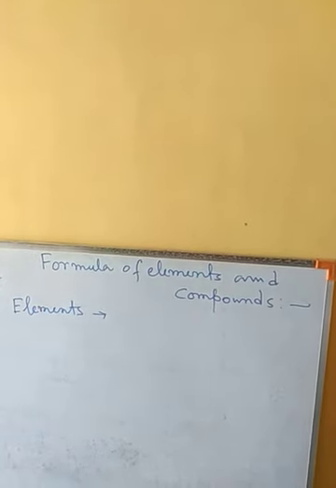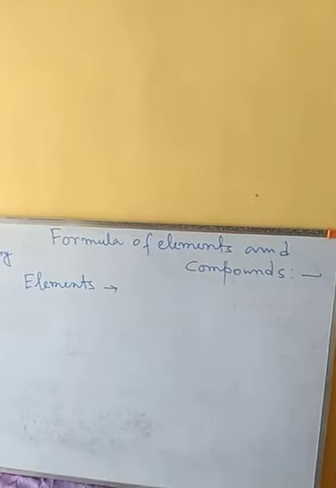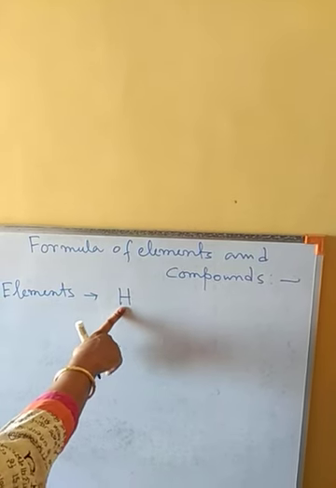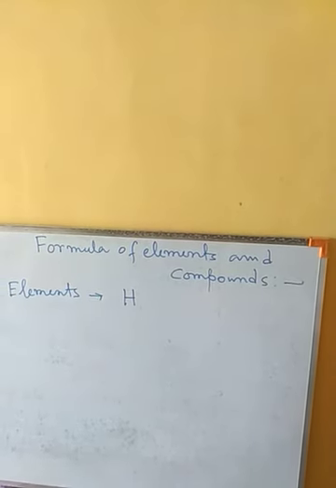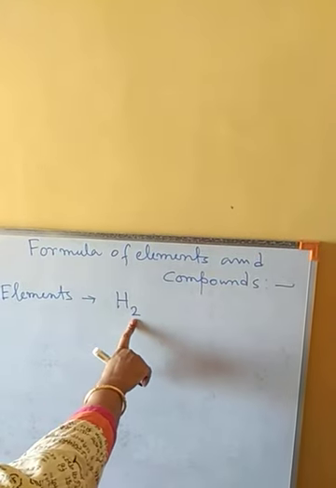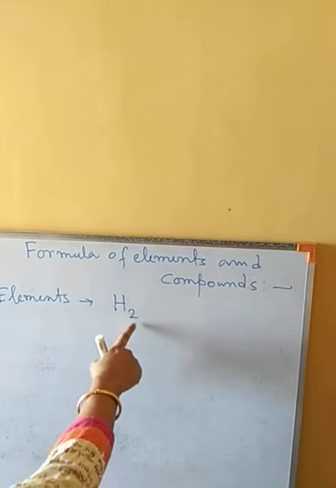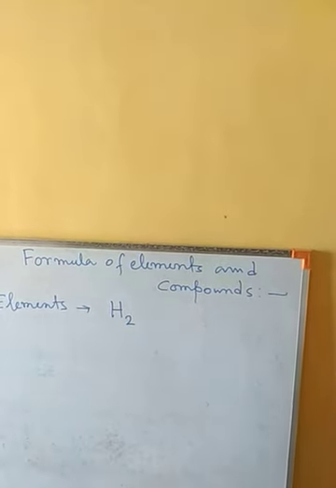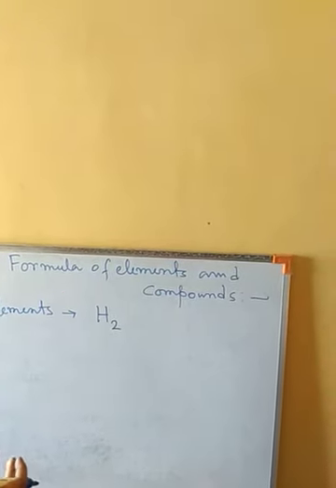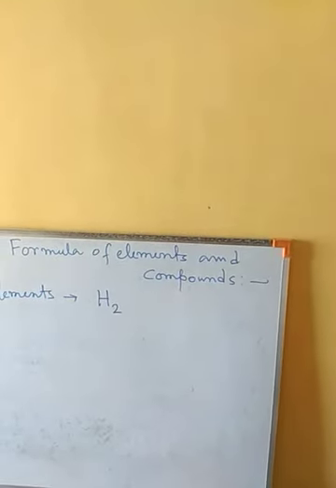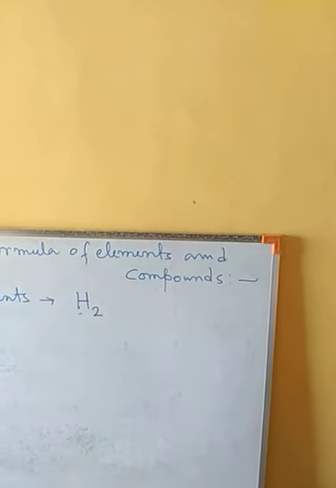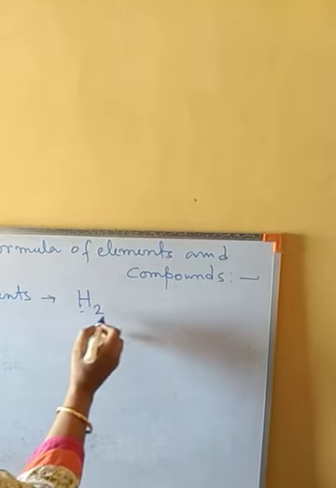For elements, we are going to write the symbol along with their atomicity. Like hydrogen we represent with its symbol H, and as two atoms are there in a molecule of hydrogen, we have to write the number of atoms present in a molecule, that is the atomicity of hydrogen. In this manner we are going to represent the elements. Formula is for the molecules of elements and compounds, and symbol is the representation of the atoms.